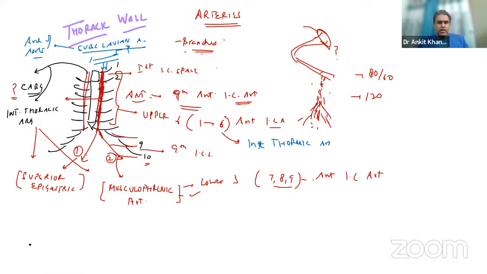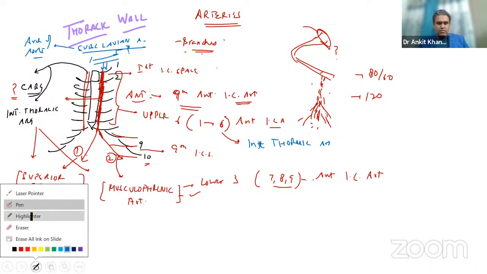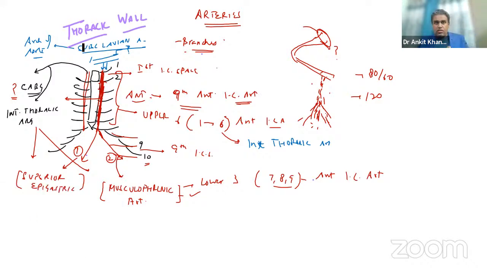Let me use a highlighter over here, just trying to revise things. The subclavian artery gives off the internal thoracic artery, which will supply mainly the upper six anterior intercostal arteries. But this internal thoracic will give off the musculophrenic over here, which supplies the lower three, that is the 7th, 8th, and 9th anterior. We have 10 ribs, so 9 spaces.